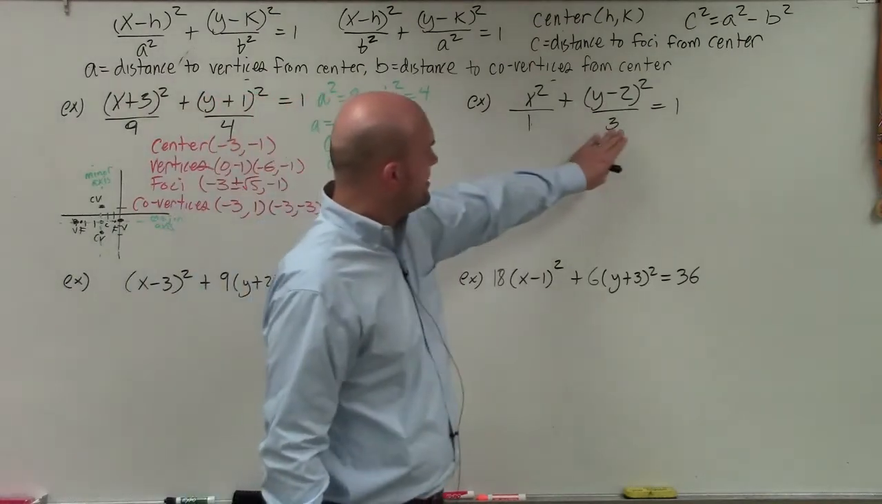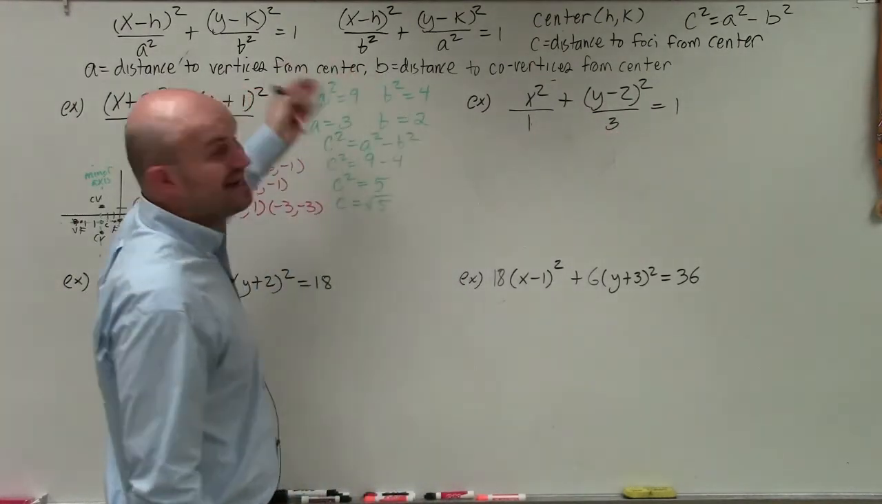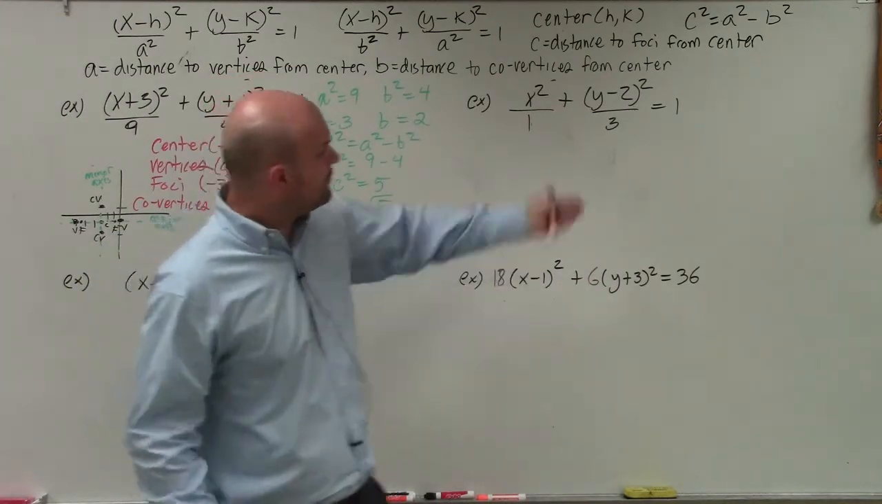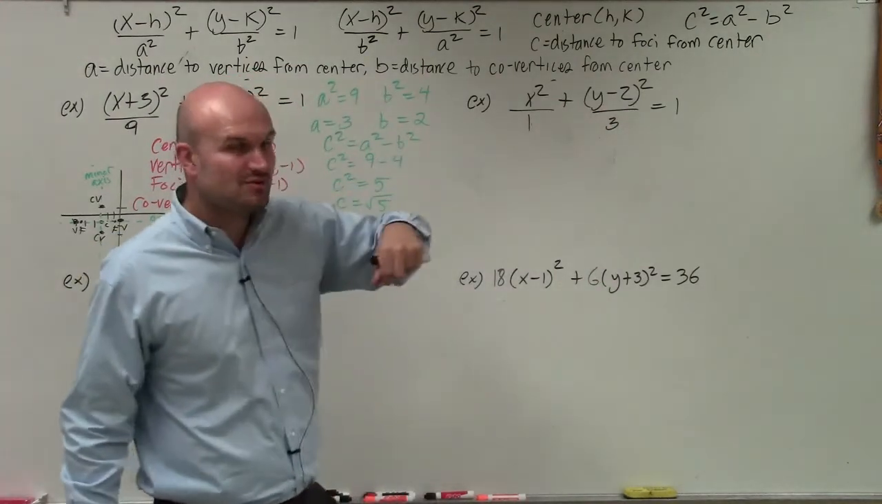Now, our two denominators are 3 and 1. Remember, those represent a squared and b squared. Remember, a squared is always larger than b squared. So therefore, we can say a squared is equal to 3 and b squared is equal to 1.